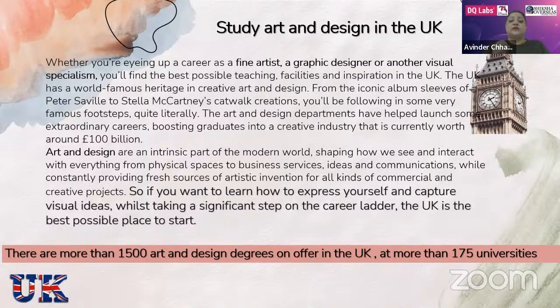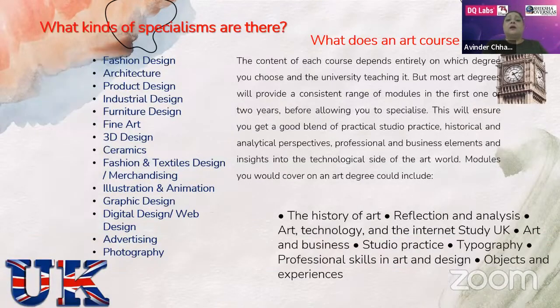You should know that there are more than 1,500 art and design degrees on offer, one of the largest varieties available to students in the UK, in the world actually, at more than 175 universities. So let's talk about the kind of specialisms. By specialisms, I mean the specialist courses that are available to students here. It could be fashion design.